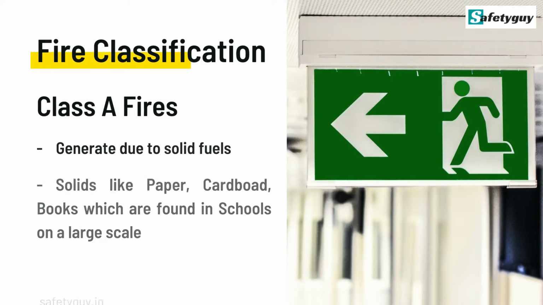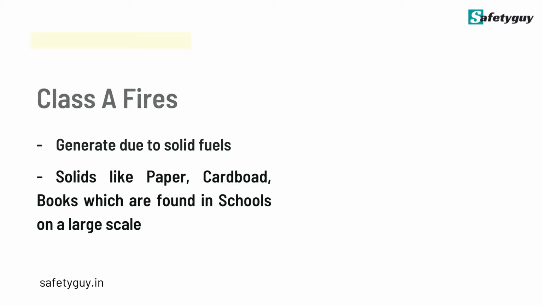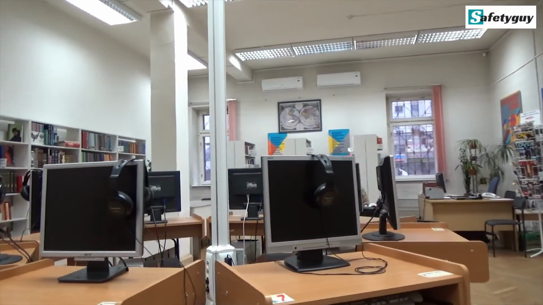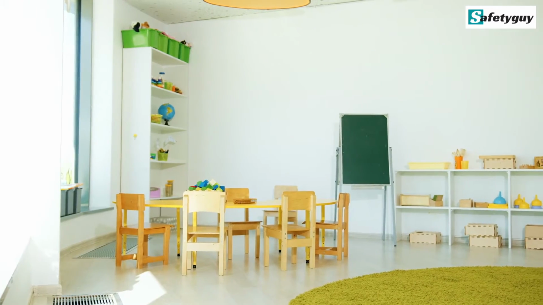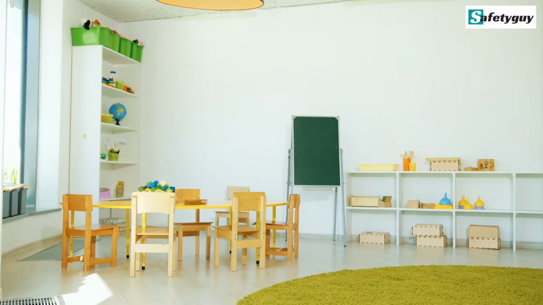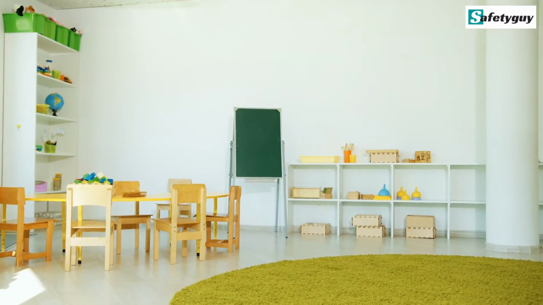Class A fires. These fires generate due to the presence of a solid fuel. This type of fuel can be paper, cardboard, books, which are commonly used in offices, classrooms, and activity centers. Furniture or fixtures like chairs, tables, benches, curtains, and fittings made of wood also fall under this category.